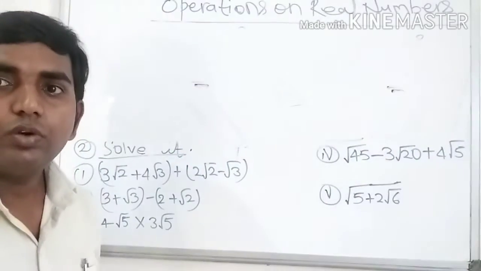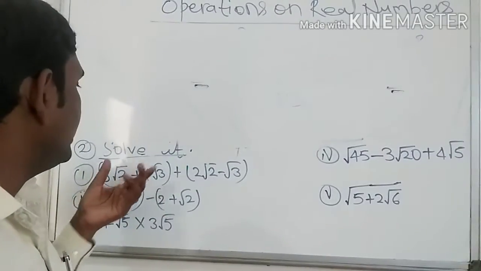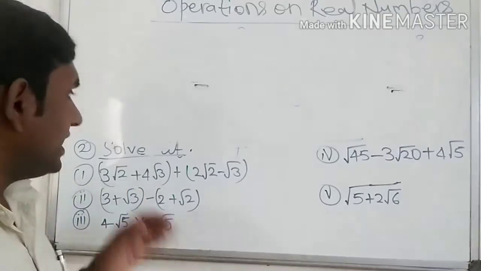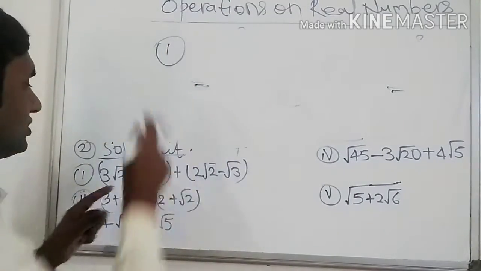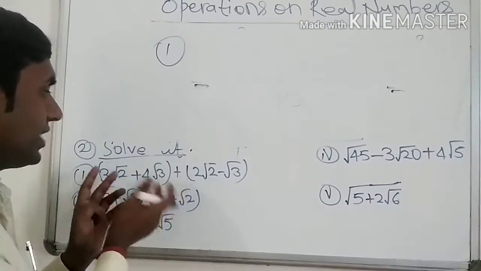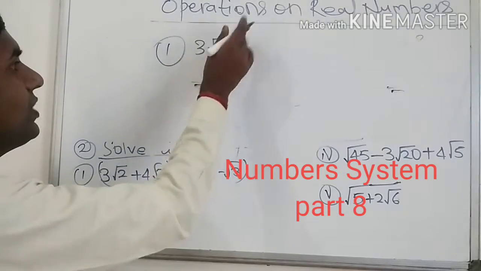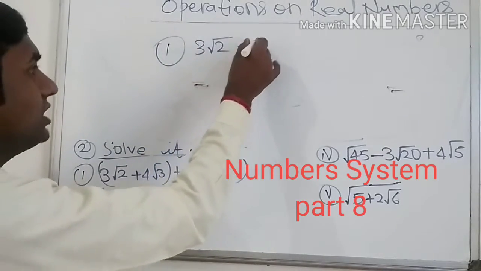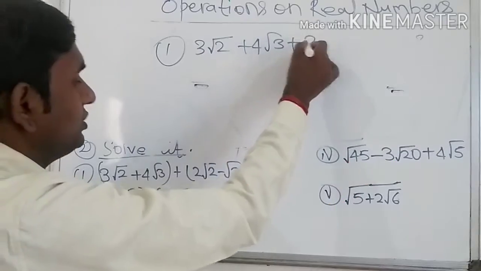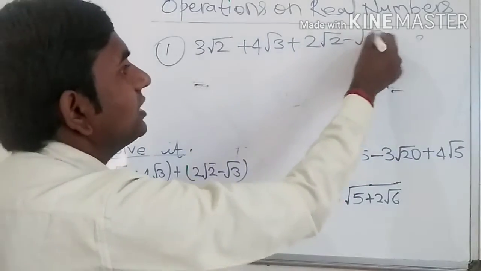Now here we have to solve some questions. Here it is given, solve it. Okay, here an addition sign is given. In question number first, we want to remove this bracket. Then we find here we have 3 under root 2 plus 4 under root 3 plus 2 under root 2 minus under root 3. It's the question.